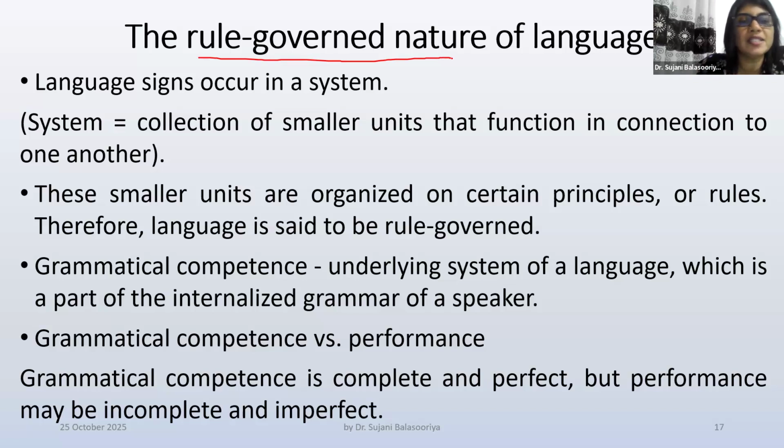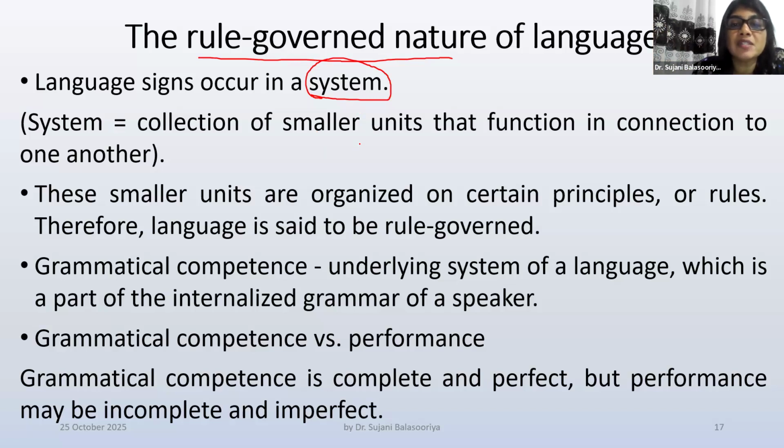So we have some points to consider. Language signs occur in a system. Now, another way of telling the rule governed nature is this system. You know already, when we think about the characteristics or properties of language, one important property is that language is a system. Whatever the language, it functions like a system. System means, in Sinhala you have a word for that, paddhatiya, right? What do you mean by a system? You have an idea here within brackets down here. Meanwhile, check your notes as well.